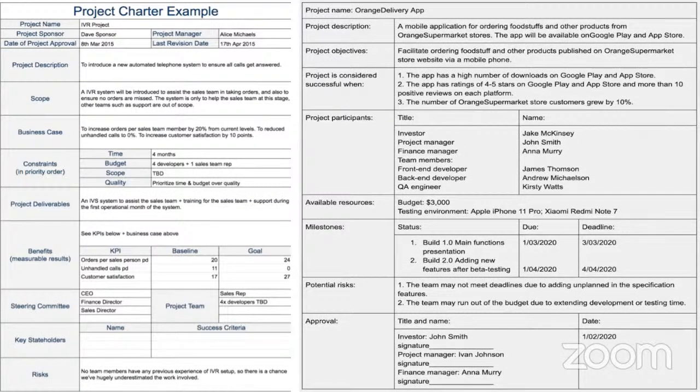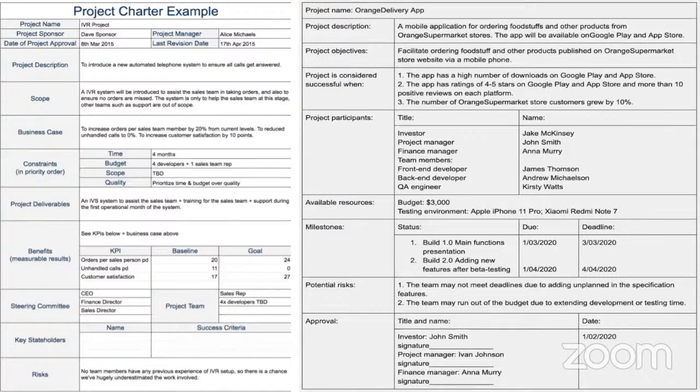Here you have your project name, your project description, project objectives, and the definition of success for the project, you have it there. Then you have your project participants, their title, their name. And then you have available resources, milestones, potential risks, and approvals. So you see, different people with different styles. But if you look at it critically, you find out that the basic components are just the same.